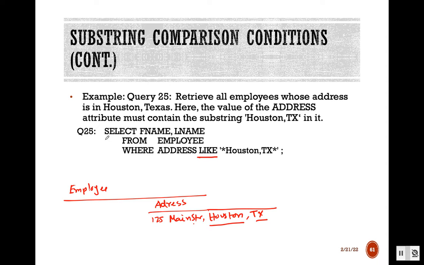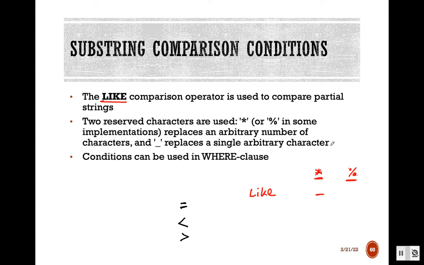For example, in this query we write SELECT attribute name FROM employee WHERE address, that's the attribute name where we are going to do the substring matching. Here, how we are going to do the matching is that LIKE takes a pattern as input. As we said, the percentage symbol is going to replace an arbitrary number of characters.